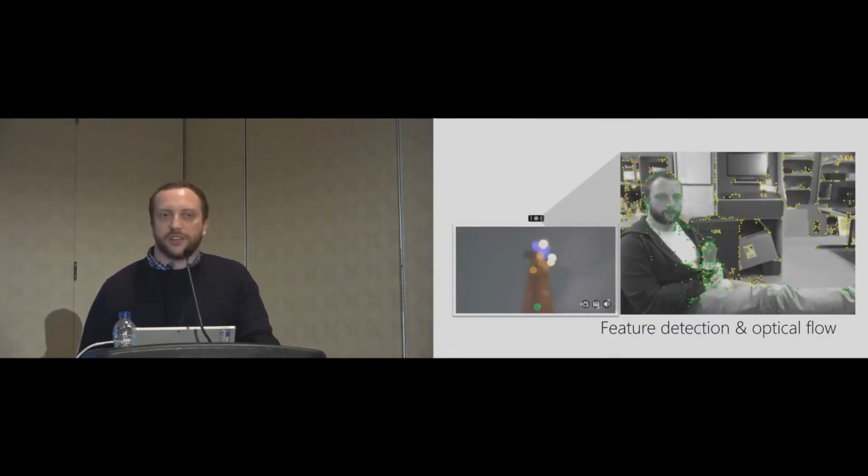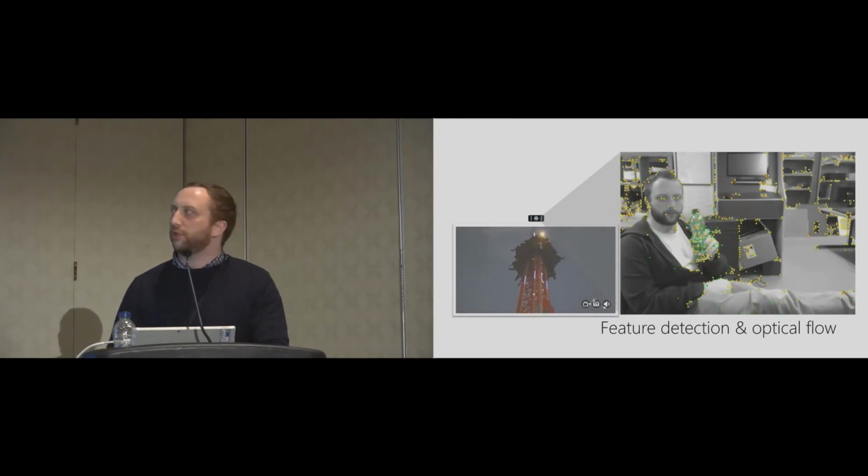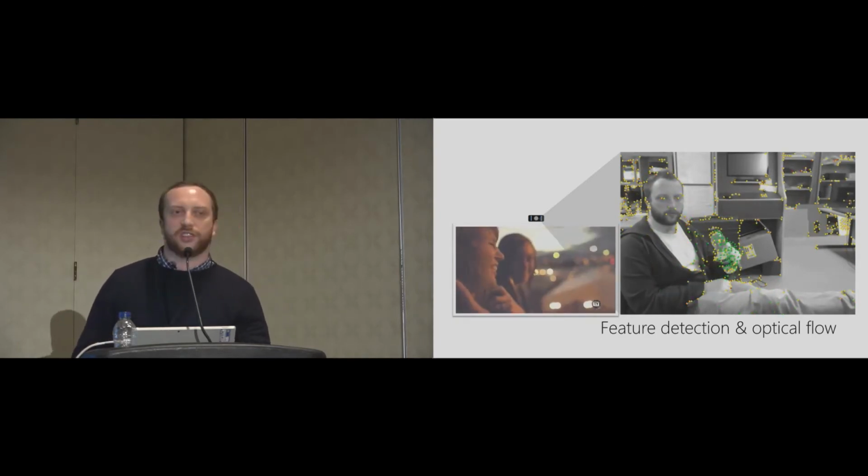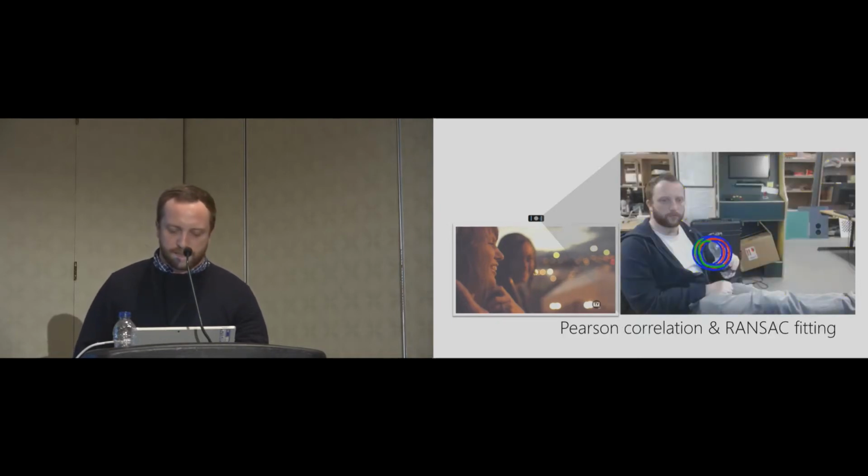So in the first stage, we use feature detection and optical flow to track unique features in the scene, which we match against the moving targets. So here we have yellow and green features. Green features are points which exhibit enough motion to be considered a candidate for the matching process. We then use a Pearson correlation and fit a circle using the RANSAC method to detect whether any of the features have matched the moving targets. In this case, we have 2 features.